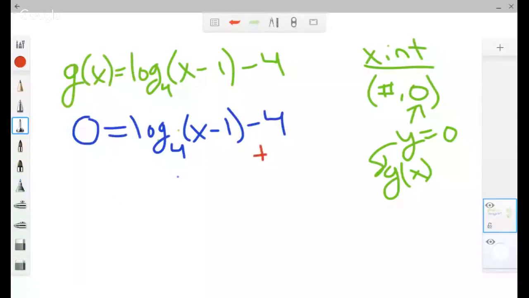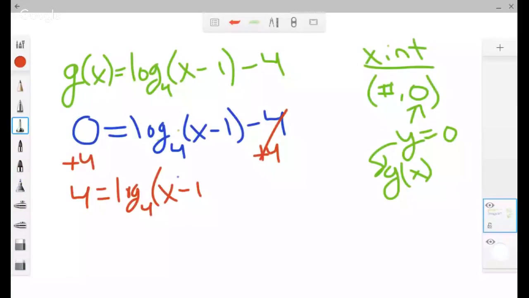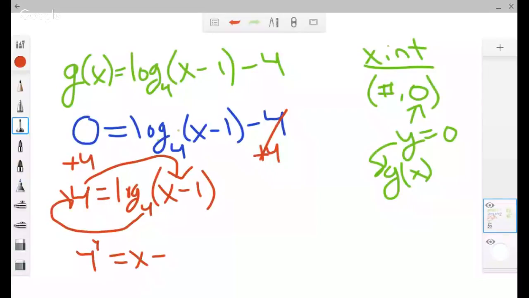And so what we're going to do here is just solve for this. Let me switch my colors. I'm going to add 4. 4 is equal to log base 4 of x minus 1. And then I'm going to use a relationship I know about logarithms and exponents. And note that this is really saying 4 to the power of 4 is equal to x minus 1. Okay, and so I'm just going to solve for this. So I would add 1 here, add 1.